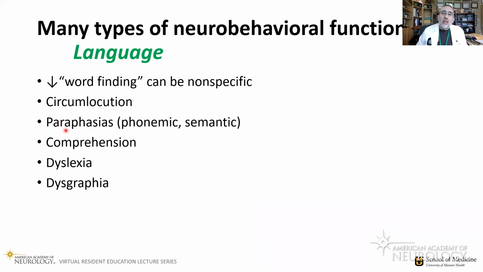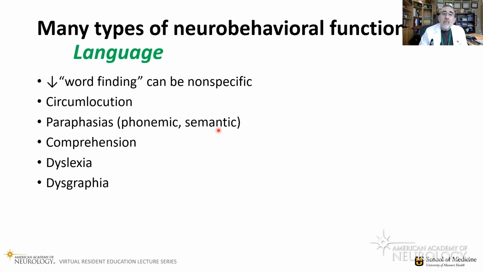Paraphasias, however, are a little more specific to a language disorder. This is a naming error. You're trying to come up with a word, and the word you come up with is not correct, either because there's a sound you put into the word that doesn't belong there, or because you use an actual wrong word. It's not the right meaning. A neologism, a made-up word, or a word that's an actual real word, but not quite the one you actually meant to say.